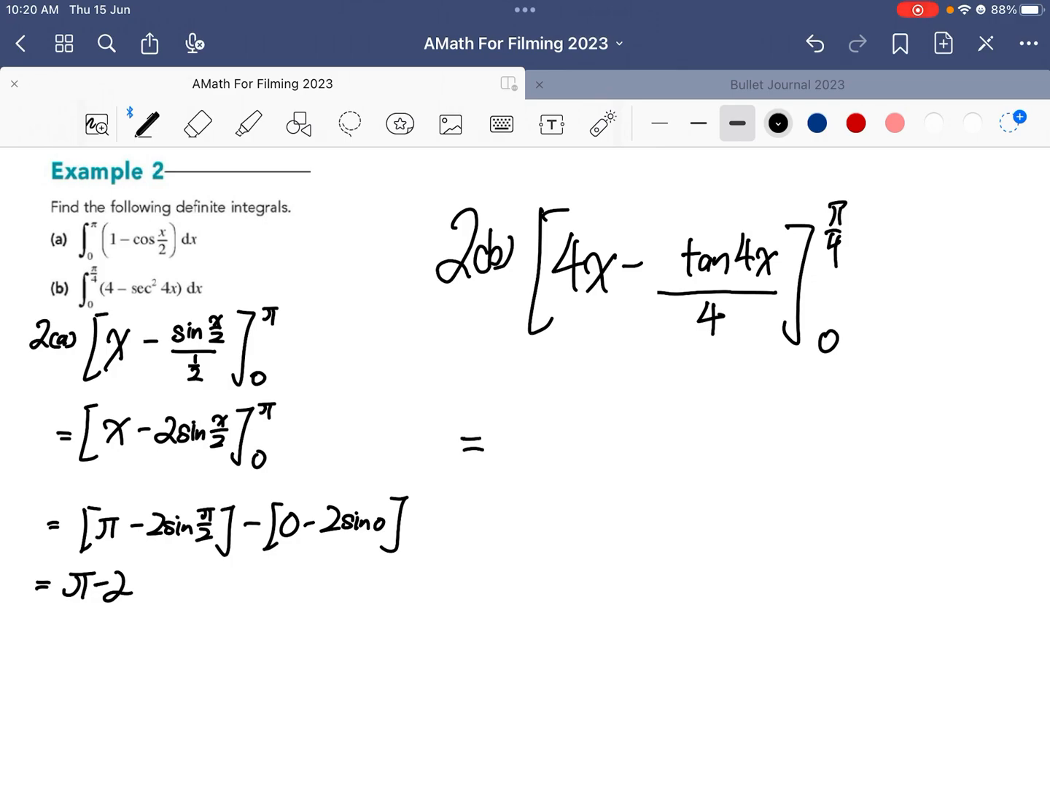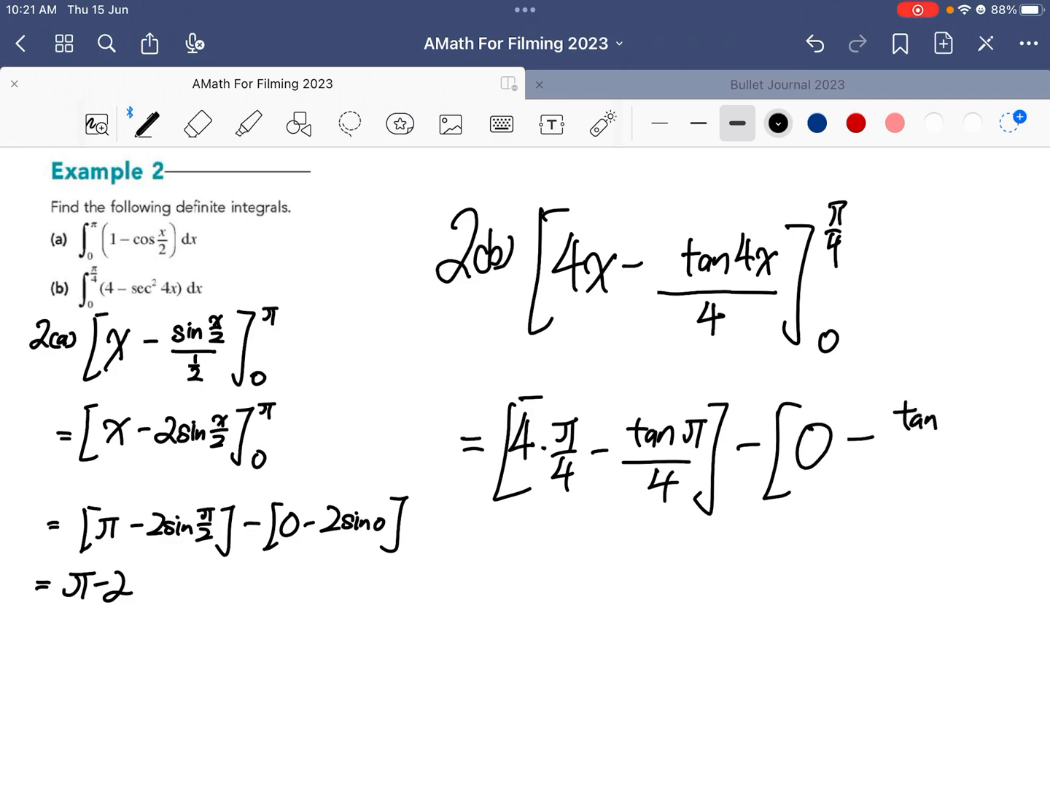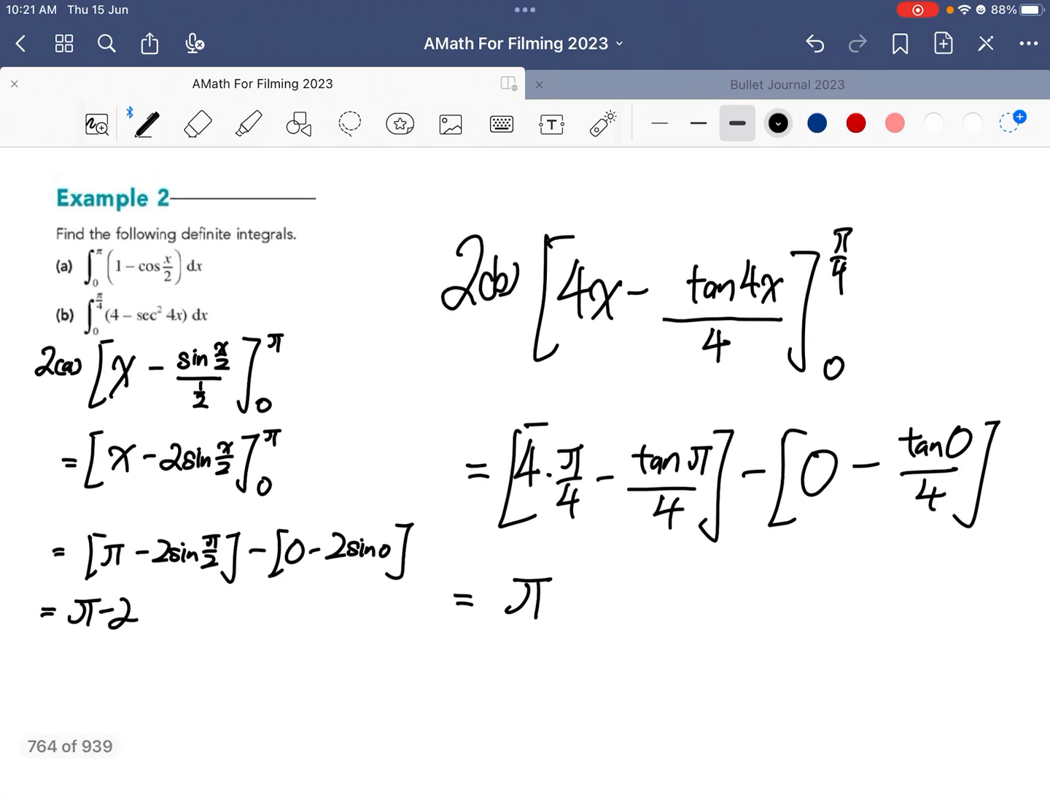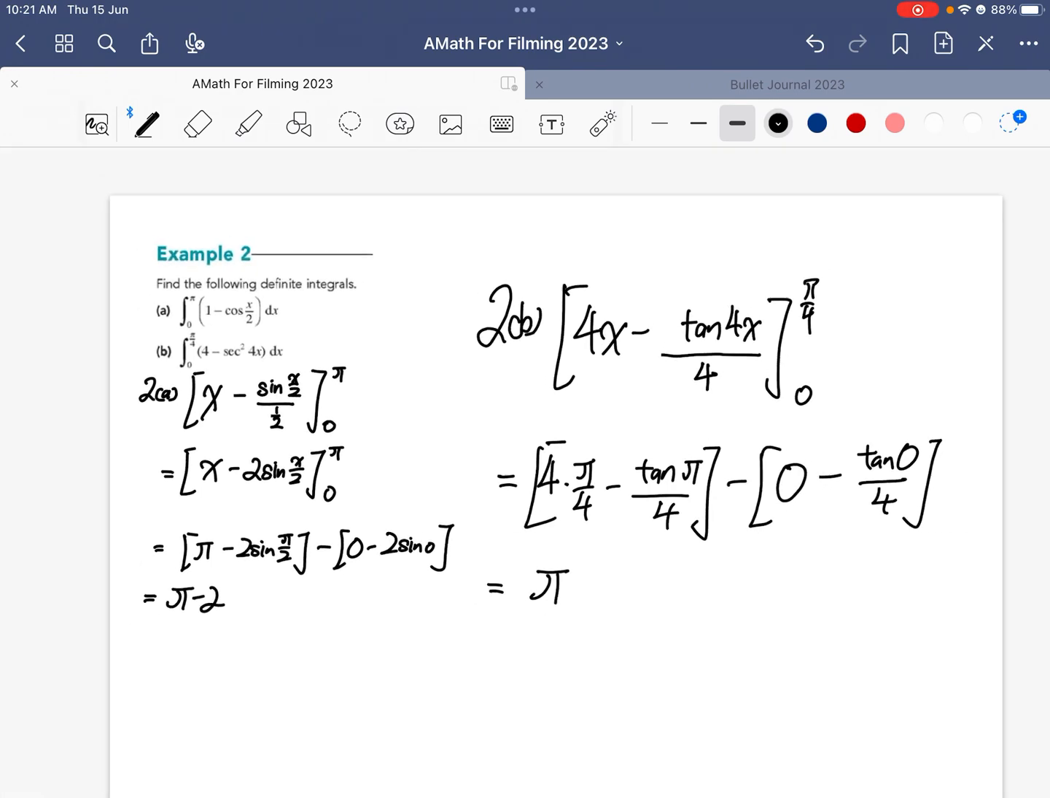Then what is left for me to do is the simple substitution of pi over 4 into x and 0 into x. So what I do here is this, 4 times pi over 4 minus tangent of 4 times pi over 4, which is pi over 4. That's my first bracket. Second bracket, 4 times 0 is 0. Then tangent of 4 times 0 is tangent 0 over 4. Then this will actually yield pi. Tangent of pi is 0. So in the end, what I'll get here is simply pi itself. And that is 2b.